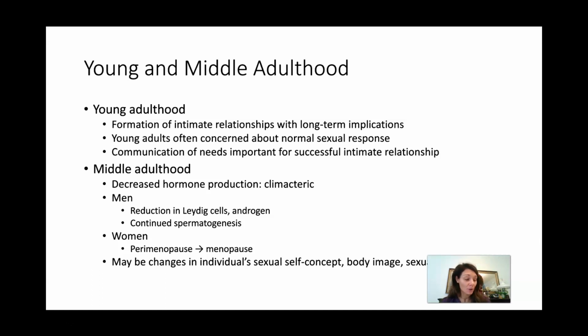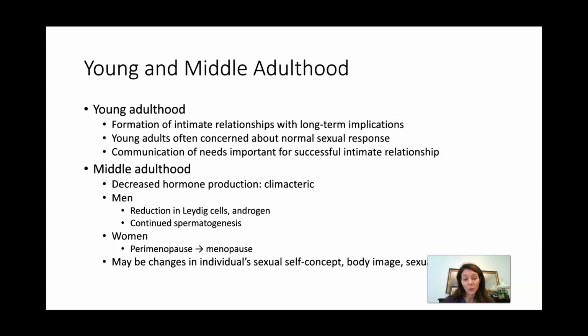Climacteric is the other term for this, and climacteric just means that it's a transitional period in the person's reproductive life. So we're having a decrease in hormone production for males and females. For men, they have a reduction in Leydig cells and androgen, but they do continue to make sperm. In women, they will start to experience perimenopause and eventually menopause, but women do not ovulate any longer. So whereas men continue to make sperm, women do not.